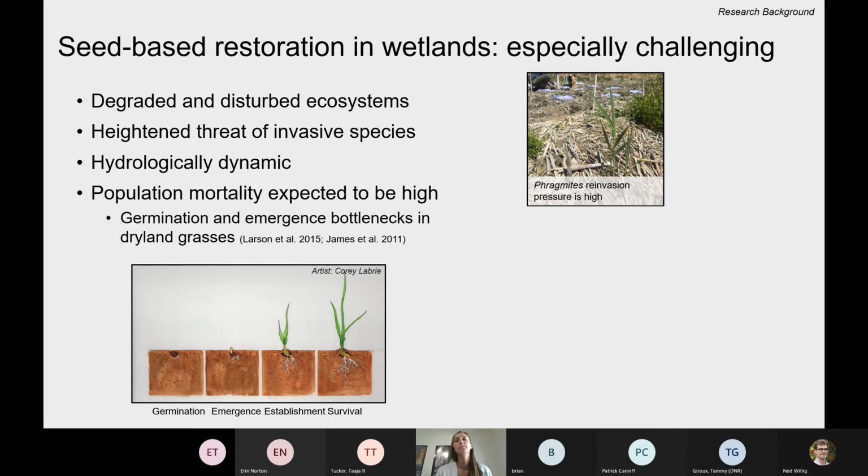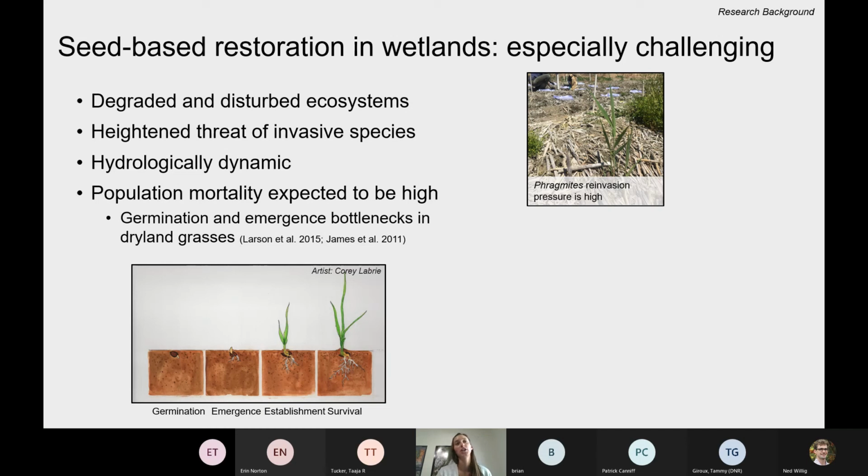So even though I just talked about how seed-based restoration is definitely promising, in wetlands in particular, it's challenging. These are already degraded and disturbed ecosystems with a heightened threat of invasive species, which is partially attributed to the location of wetlands within the watershed. They're hydrologically dynamic, so that's one way that it affects plant establishment, but also oftentimes if you're sowing seeds in a wetland, even if you use some type of tackifier or botanical glue to keep the seeds in place, that might degrade and your seeds might just move away from your restoration area.